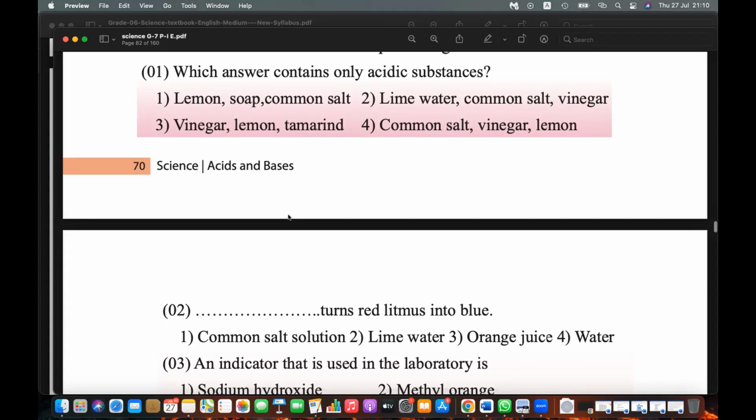Okay, so the answers, let's go to the answer section. Which answer contains only acidic substances? The answer you gave is 3. Let's see what answer 3 is. Answer 3 is vinegar, lemon, tamarind. Lime soap is not acidic, common salt is not acidic. Vinegar, lemon, tamarind. Yes, the third one is the correct answer. Second question.